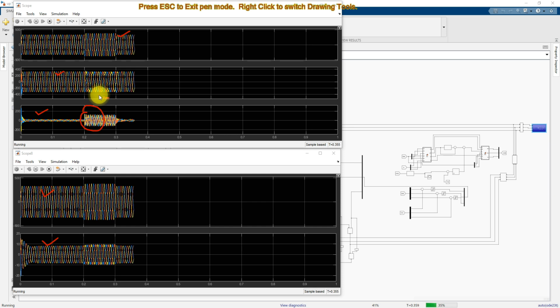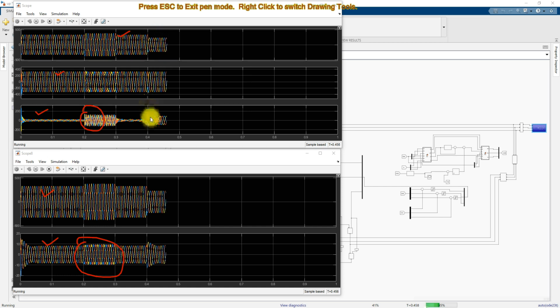filter. And also you can see that the source current also has harmonics during that period, during harmonic injection in the source voltage. And then here you can see that a sag is occurring at 0.4 second, and because of that the UPQC, that means the series active filter, is supplying some voltage in order to mitigate that problem.